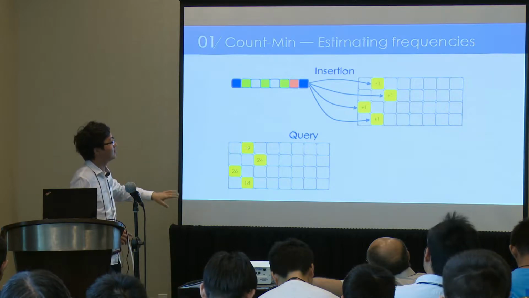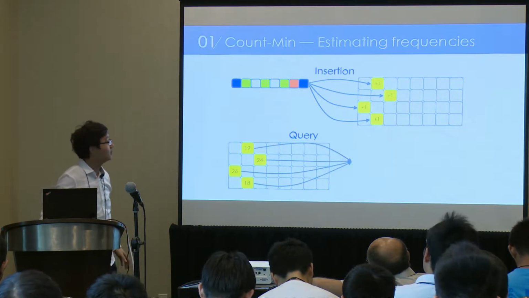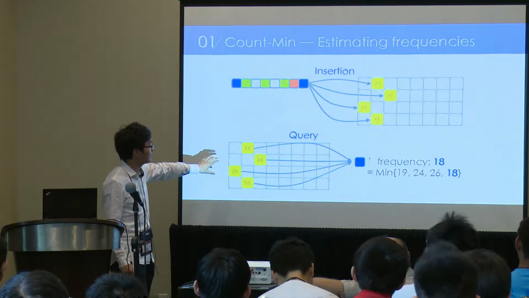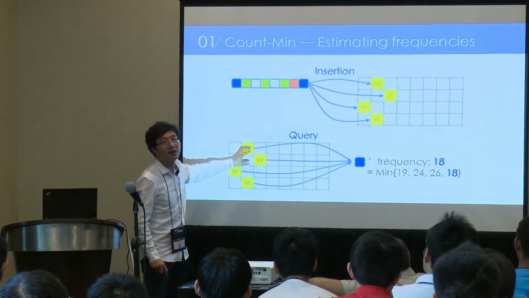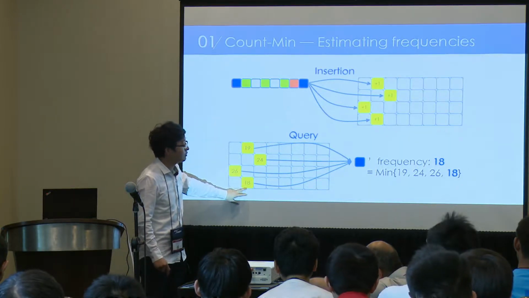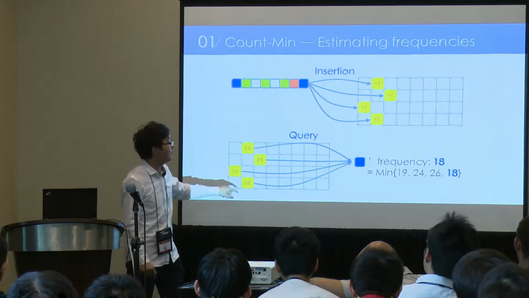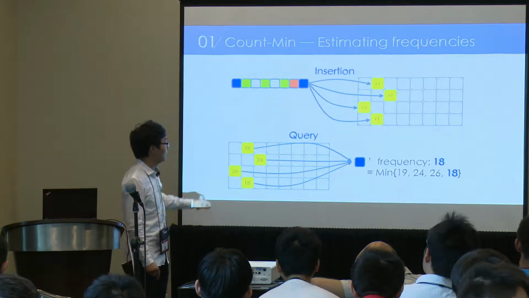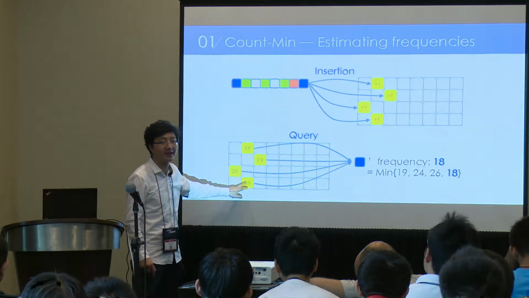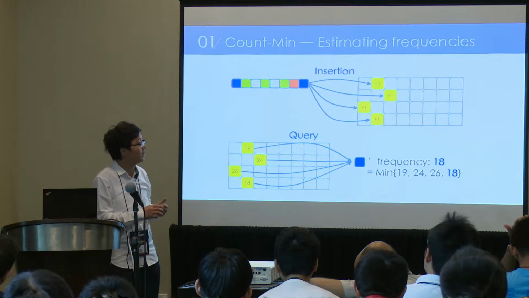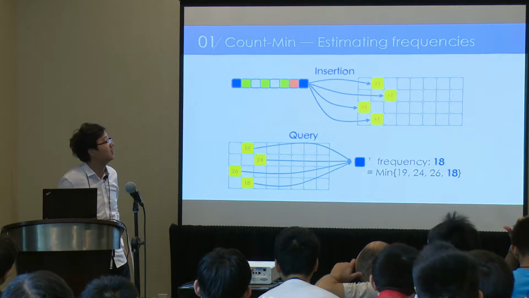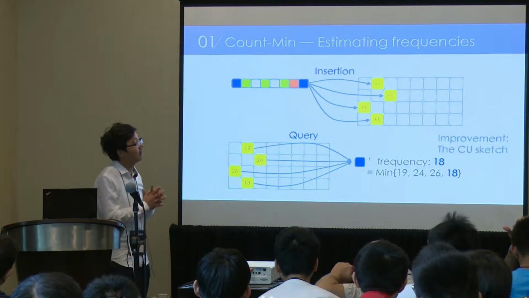So this is insertion. And the query is very simple. For the same element, we compute the same 4 hash functions, and we get 4 counters. We just report the smallest one, so 80. It means the blue item appears at most 80 times. So it has only overestimation errors. And this is the CM sketch, the most widely used one, but it's not very accurate.